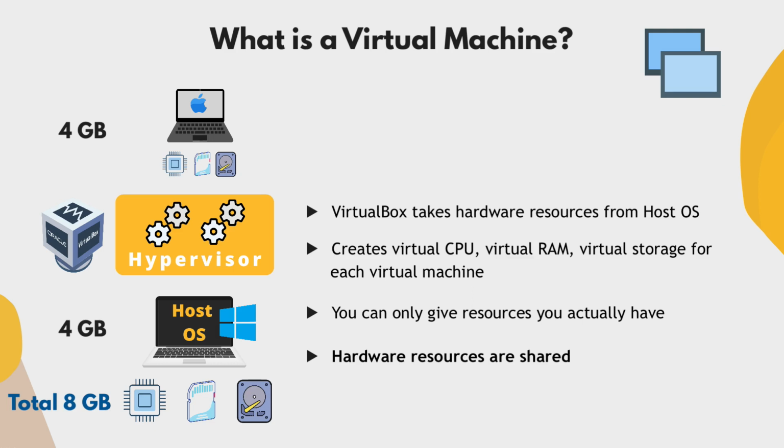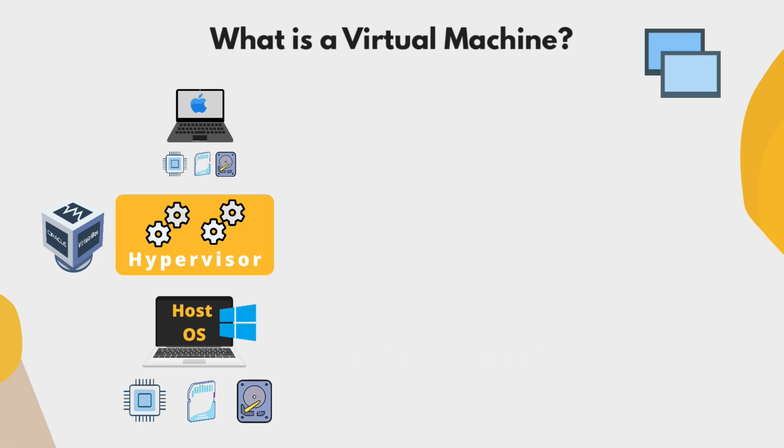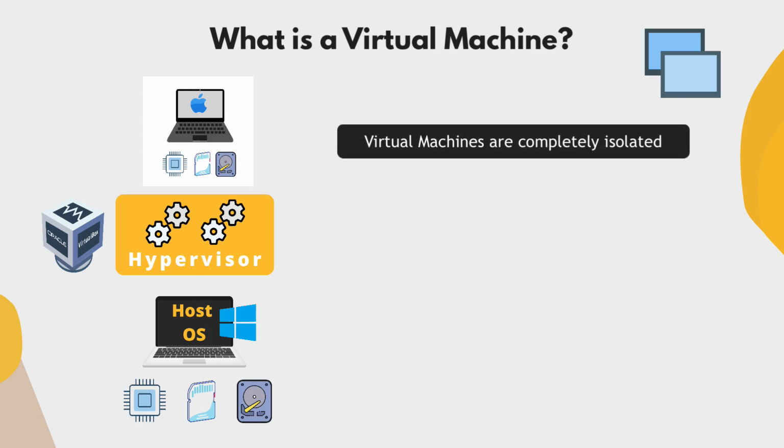So this means that as long as you have one computer with one operating system, using a hypervisor like VirtualBox, you can install other operating systems on top of it. But these virtual machines actually don't see each other and they're completely isolated. So the virtual machine itself thinks that it is an independent computer. It's the only one running on that computer. It doesn't even know that it's a virtual machine, and it doesn't know that it's hosted on top of another operating system.